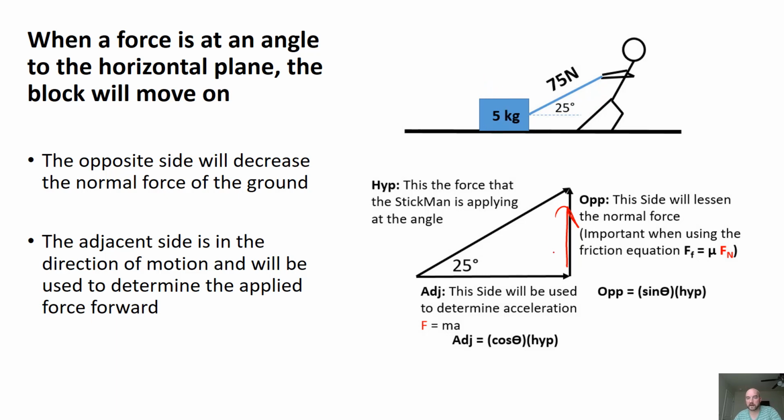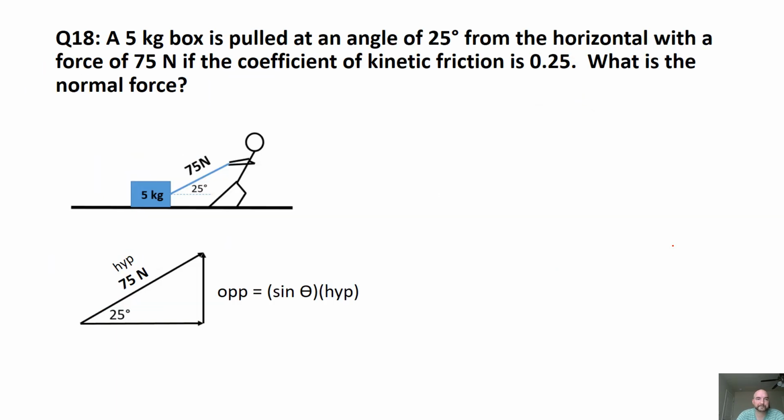You're going to figure out a value that you're going to decrease normal force by, and that's going to be this value. Another thing is that this object's going to be moving to the right, so any upward force is not going to change the acceleration of this object. The only thing that's going to go into acceleration is this side right here. So using this information, we can figure out how much the normal force is going to be relieved and how much force is going into the acceleration itself that friction is going to work against. So let's go ahead and try a problem.